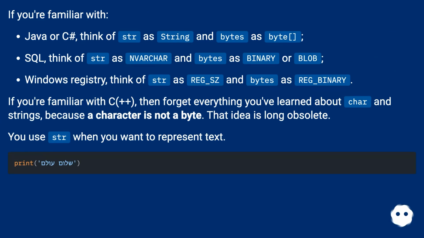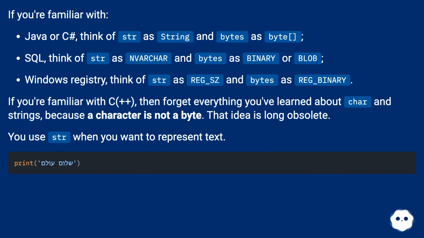If you're familiar with Java or C#, think of str as String and bytes as byte. In SQL, think of str as VARCHAR and bytes as BINARY or BLOB. In the Windows registry, think of str as REG_SZ and bytes as REG_BINARY. If you're familiar with C++, then forget everything you've learned about char and strings, because a character is not a byte. That idea is long obsolete.